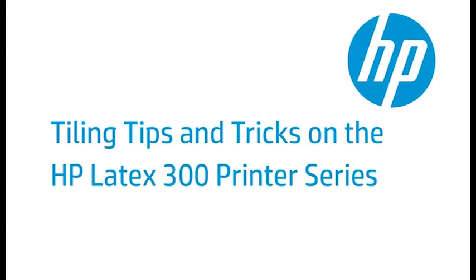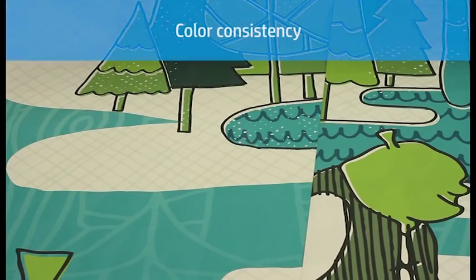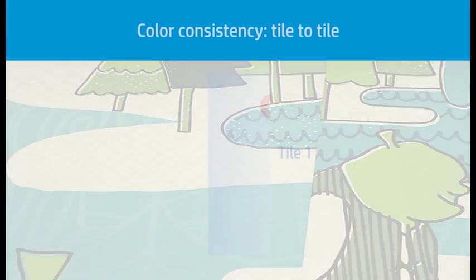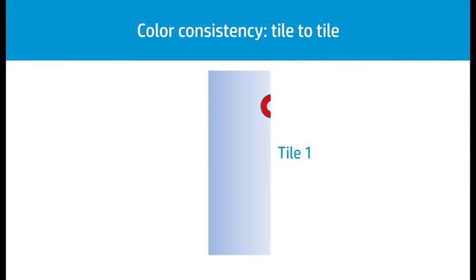This video explains the main tips and tricks to obtain the best possible results when printing jobs in different tiles. Colour differences in the stitching area between tiles can be very visible if the colour is not the same. In some cases, there are slight colour variations between the right side of the plot and the left side. The colour variations are exaggerated in the image to simplify the explanation.